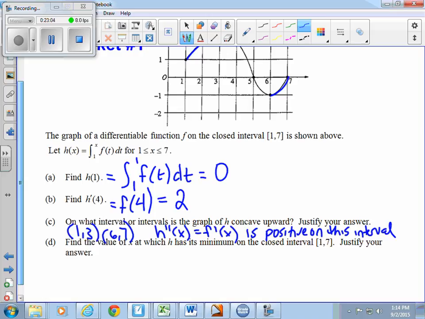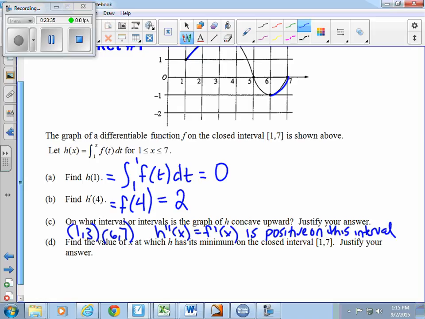Find the value of x at which h has its minimum on the closed interval 1 to 7. A minimum on a closed interval, would you agree that's an absolute minimum? It asks the minimum on a closed interval. It didn't say relative minimum, so I want the actual minimum value of h on that interval. Well, what are my options? Could be 1, could be 5, and it could be 7. Everyone agree? Okay. Why? Where am I getting 1, 5, and 7?